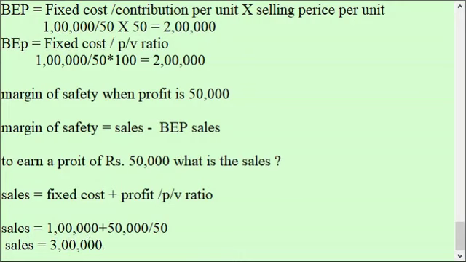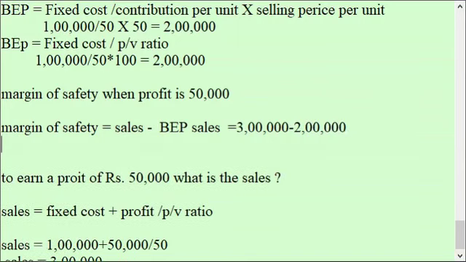Now we have found the sales. Now we can apply this formula. So here sales is 3 lakh rupees, minus BEP sales. BEP sales we have calculated as 2 lakh. Okay. So margin of safety is equal to 1 lakh rupees.